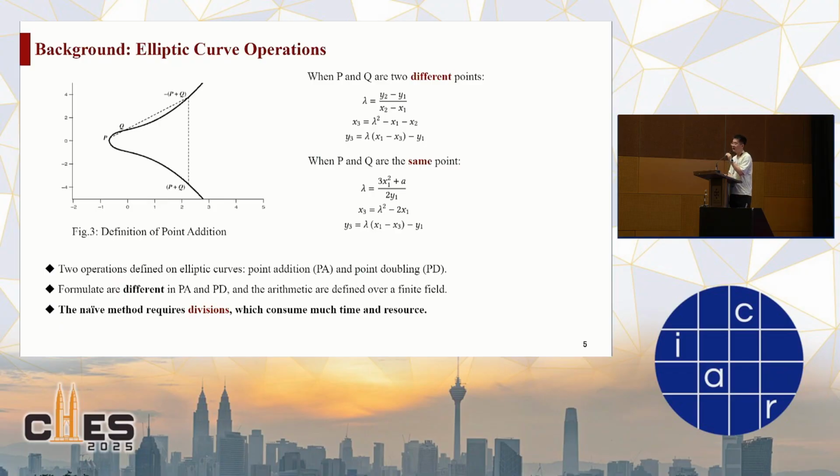And then I will introduce some basic operations used in multiscalar multiplications. On an elliptic curve, there are 2 types of operations, point doubling and point addition. And it is worth noting that the formulae used here are different, and the naive method always requires divisions, which is not friendly to hardware implementations.